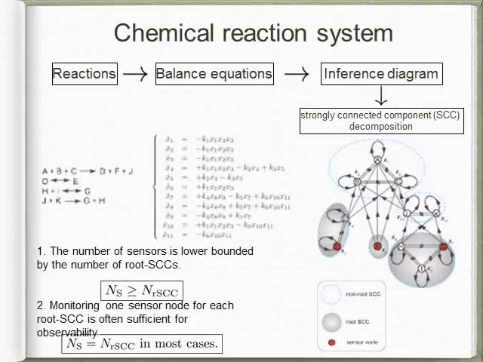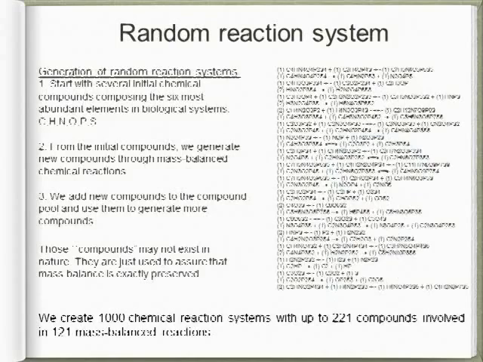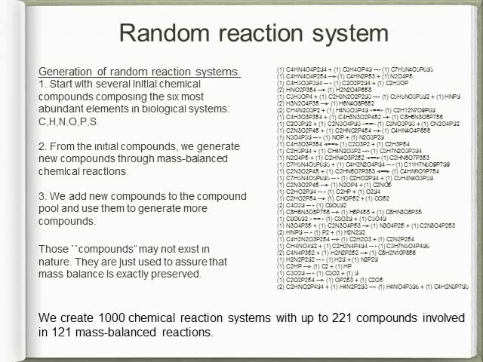It turns out that monitoring one sensor node for each root SCC is often sufficient for observability. And we check this statement by constructing random reaction systems. We create 1,000 chemical reaction systems with up to 221 compounds involved in 121 mass balance reactions. It turns out that most of the systems are observable by monitoring one sensor node for each root SCC. But we do find some counterexamples.